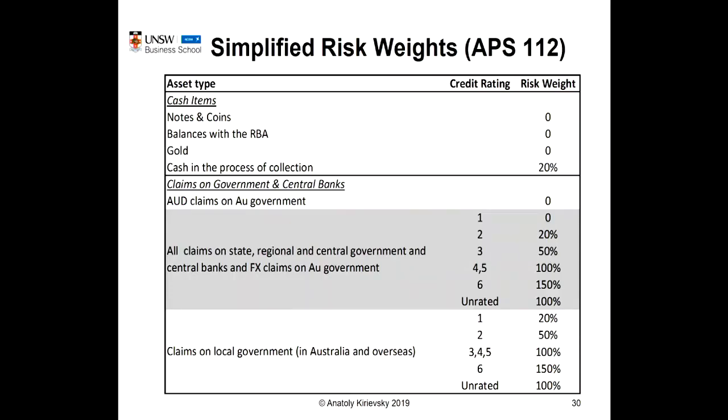Claims on local government. Again, the terminology might be a little bit new to you. Does anyone know what local government is? What's the local government in Australia? Council? Council, absolutely right. So in Australia we have 3 levels of government: federal government, state government, councils. In the US, that's probably known as municipality. So if you lend to a particular municipality, that would be classified as a local government. In China, that would be the city level. So if you lend to an authority established at the level of the city, that would be local government.